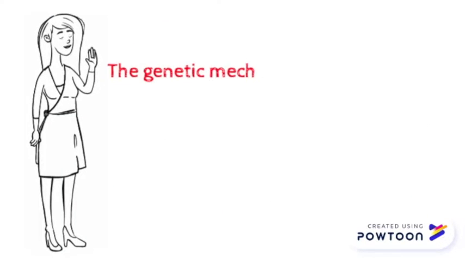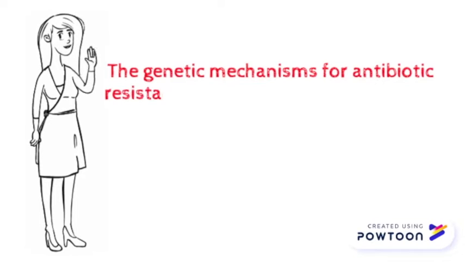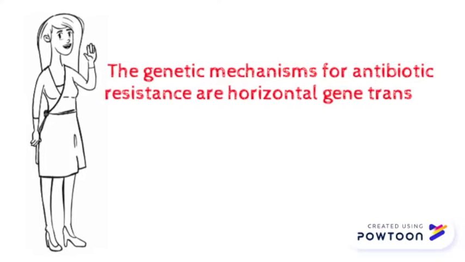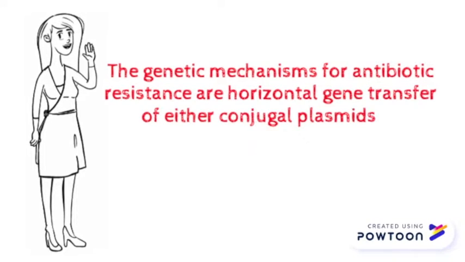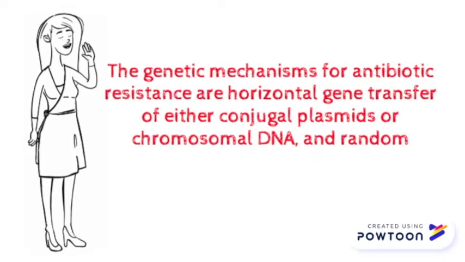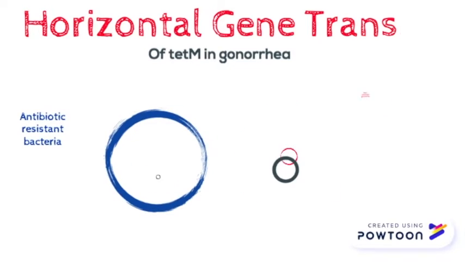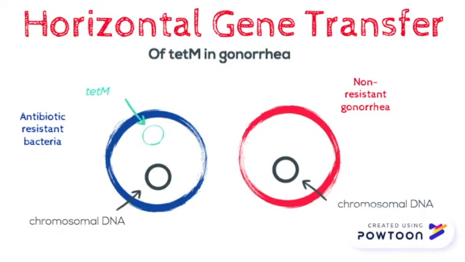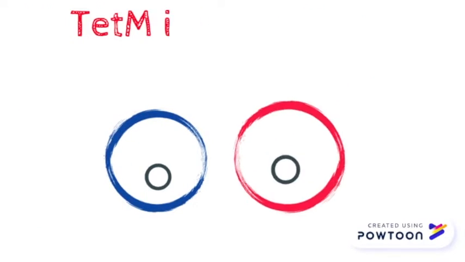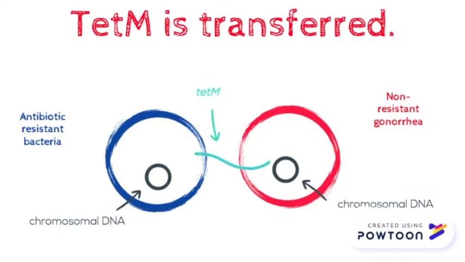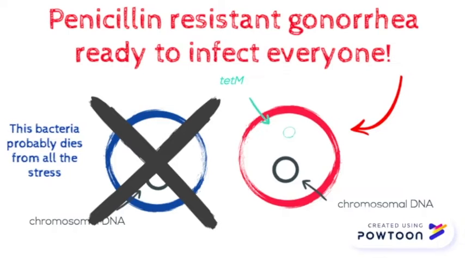The genetic mechanisms for antibiotic resistance are horizontal gene transfer of either conjugal plasmids or chromosomal DNA, and random chromosome mutation. Early resistance to penicillin was caused by a conjugal plasmid gene, TET-M, which reduced the affinity of the drug. This plasmid did not affect chromosomal DNA and only had minimal effect.